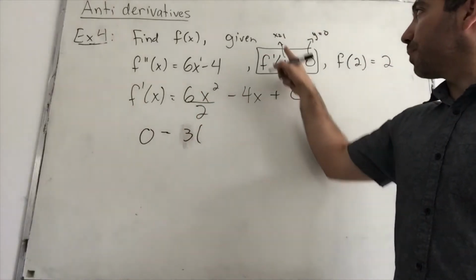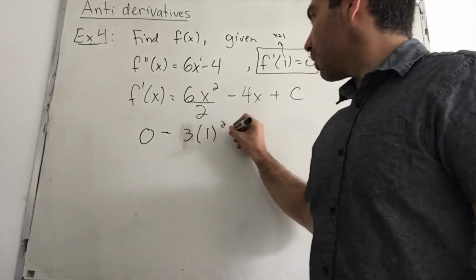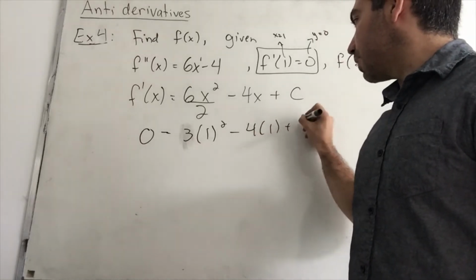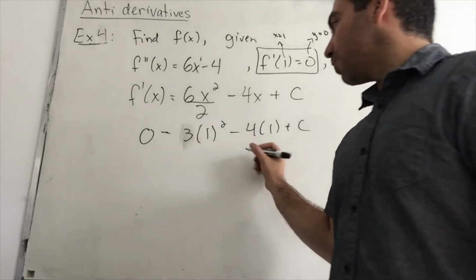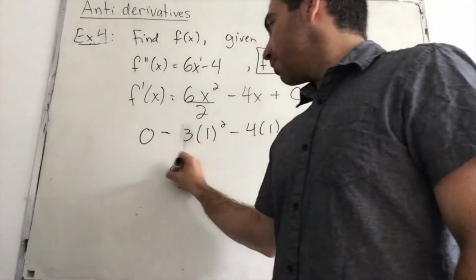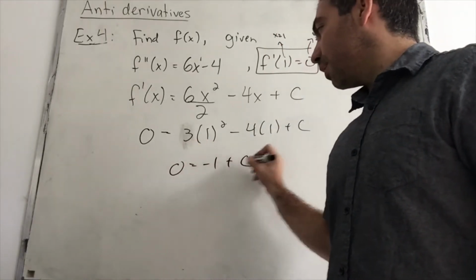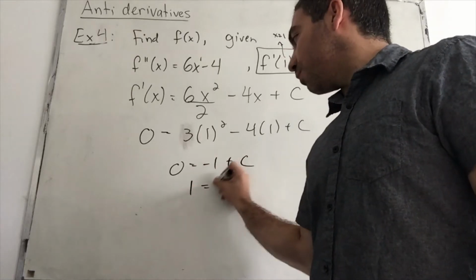And x is being replaced with 1. So 1 squared minus 4 times 1 plus c. 3 times 1 squared is 3, minus 4 times 1 is 4. So 3 minus 4 is negative 1 plus c. We get 0 equals negative 1 plus c. Bring the negative 1 over, you get 1 equals c.